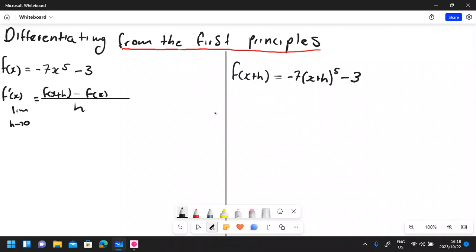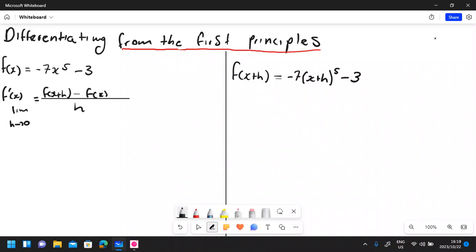Guys, let me just say this. When you differentiate from the first principle, you have to expand this problem here. Look at this, you have x plus h to the power of 5. Now this requires us to expand. In order for us to expand this, we need to use the binomial theorem.